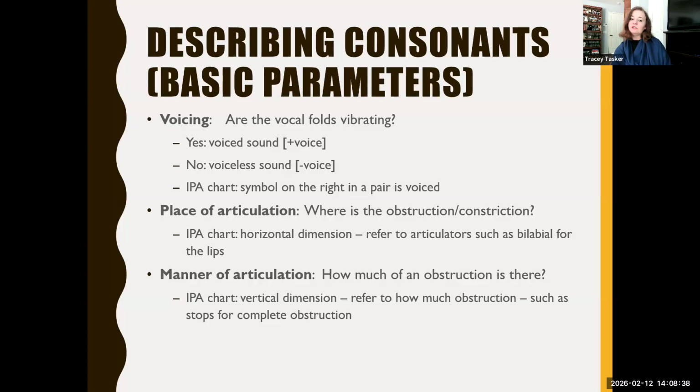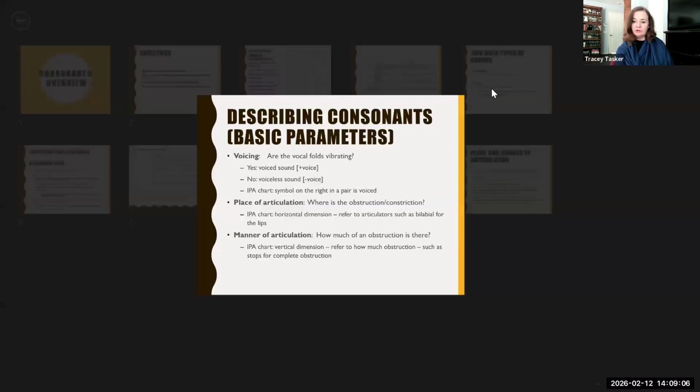Place of articulation is the horizontal axis in the IPA chart, and that is really referring to the articulators. So for example, bilabial is one of the places of articulation, and that's referring to our lips. Manner of articulation is referring to how much of an obstruction there is. So this is in the vertical dimension on our IPA chart.